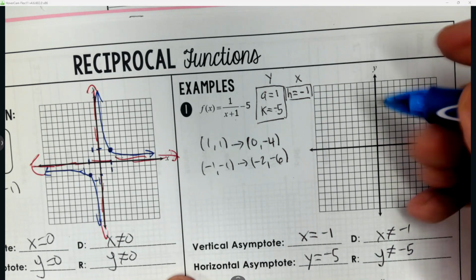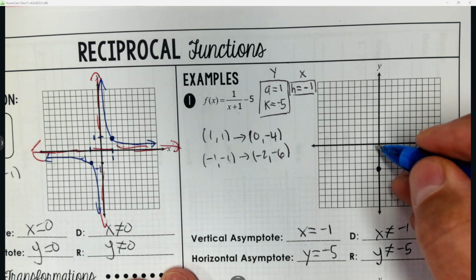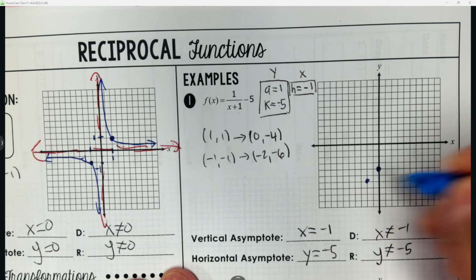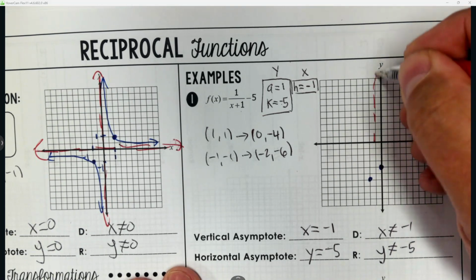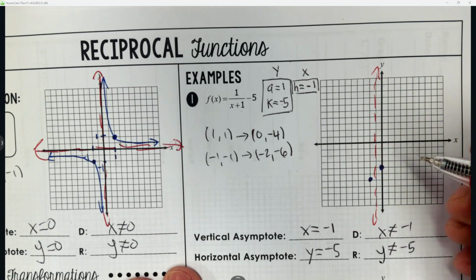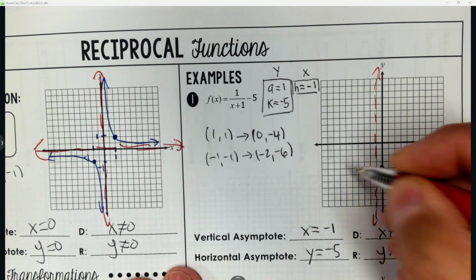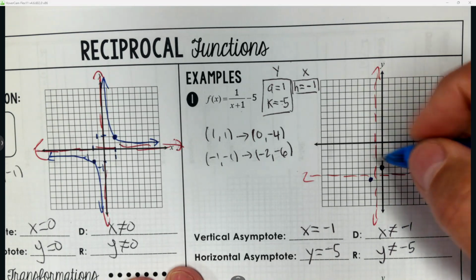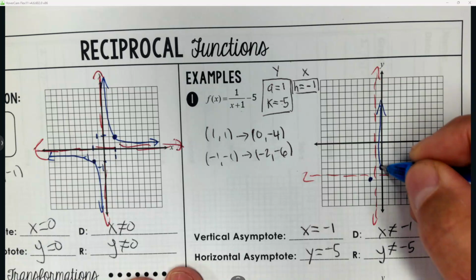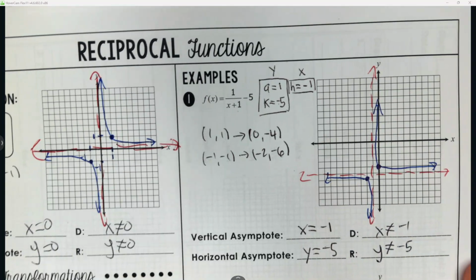So on my graph, I'm going to go to (0, -4) and (-2, -6). And I'm going to put my asymptotes. So I have a vertical one at negative 1, try to follow the line, and a horizontal one at negative 5. And now you have the setup. The above point goes up and then follows. This point goes down and then follows, and you have your 2 curves.